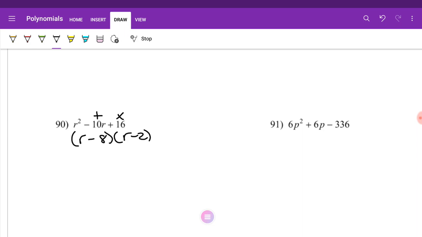Okay, there's two more left that are just like this, 92 and 94. I'm going to let you guys go ahead and try those on your own.